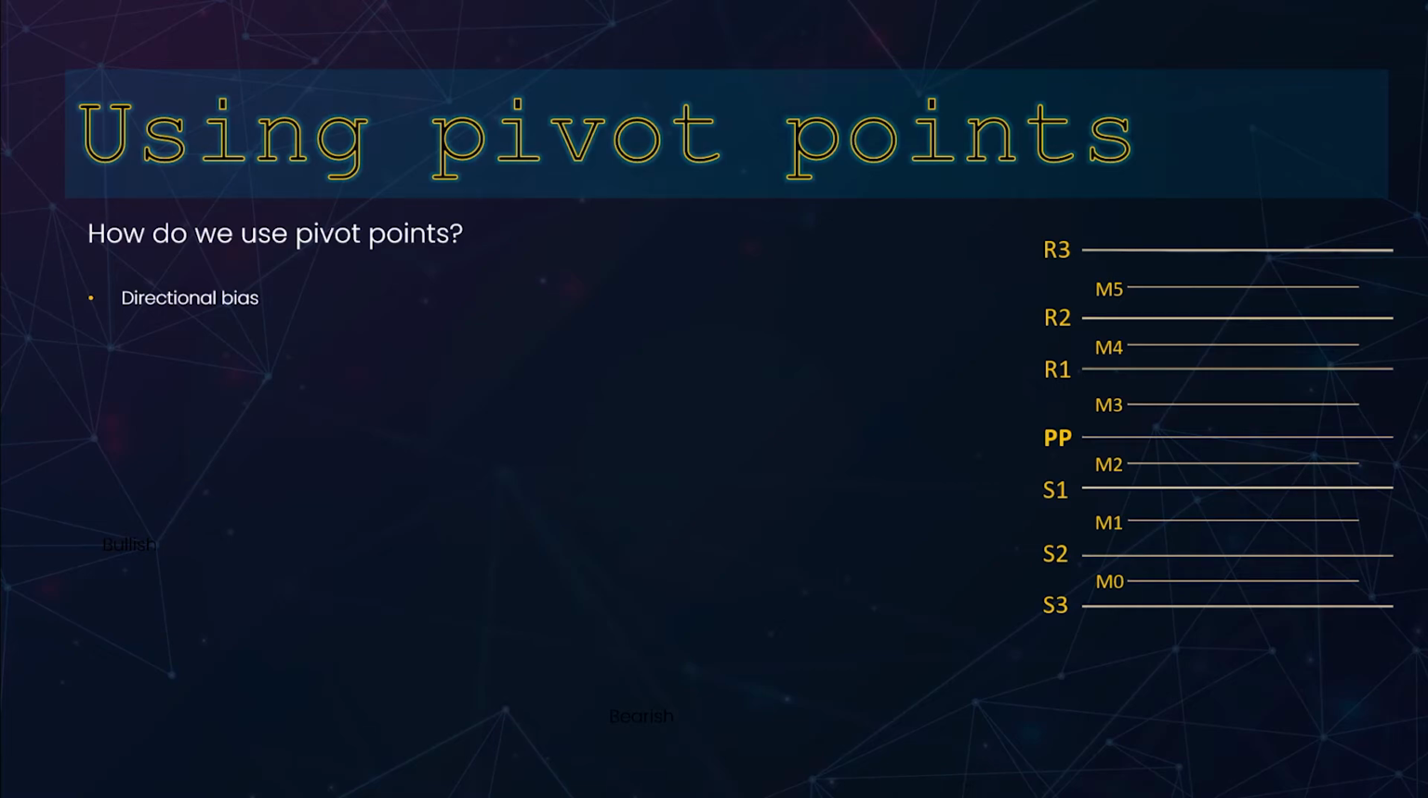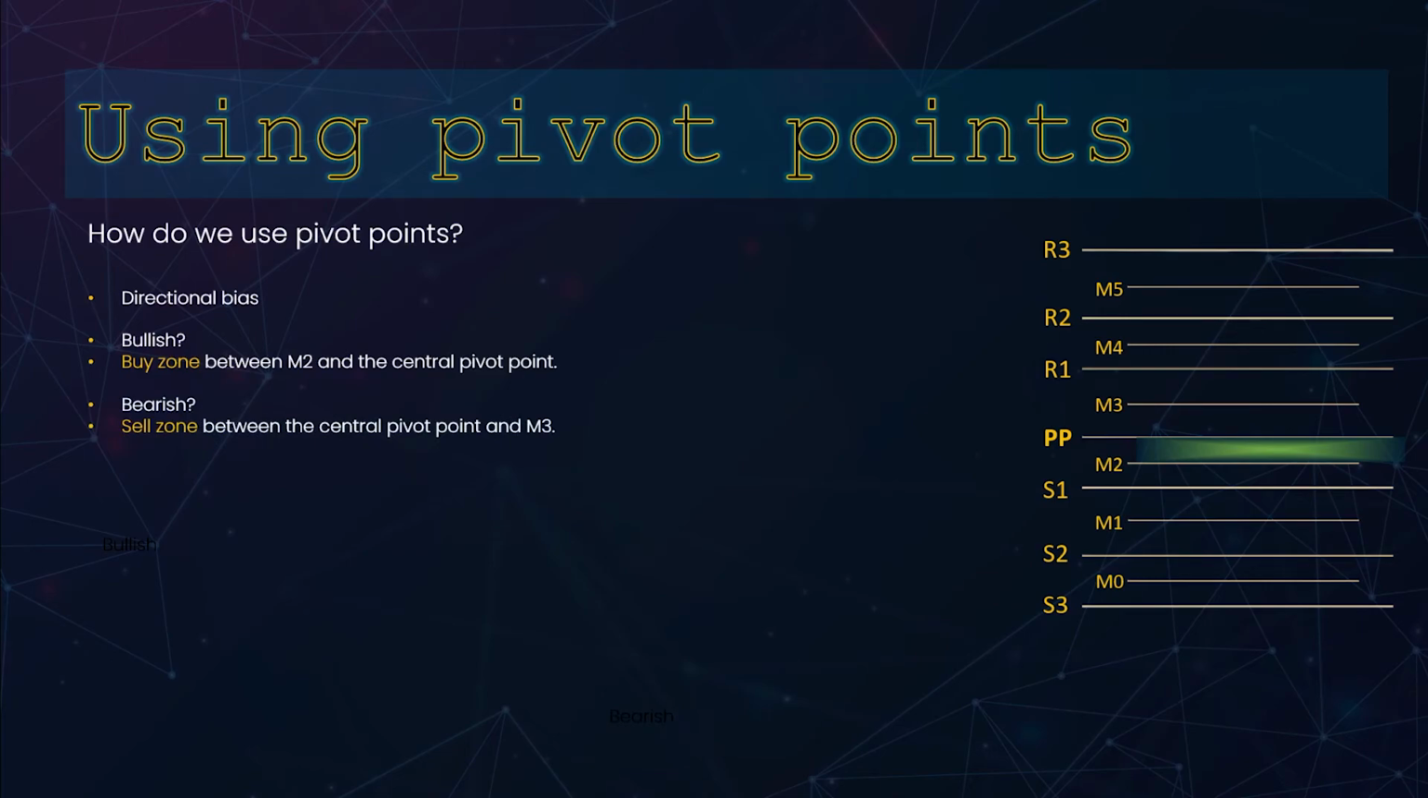So let's pretend we know the direction of the trend, and when we are bullish, we want to buy at the end of a retracement in the zone between M2 and the central pivot point. That's our buy zone. Buying right at the central pivot point is also possible in a more aggressive market. When we are bearish, we want to sell at the end of a retracement in the zone between the central pivot point and M3. That's our sell zone. Selling right at the central pivot point is possible here as well.